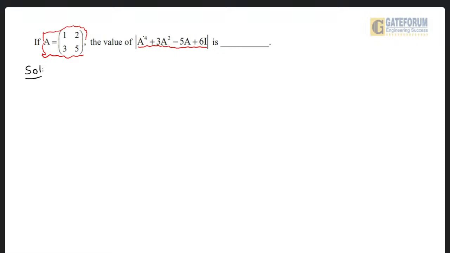For that matrix, find the determinant. That is general method, that is direct method, one by one step. Sometimes that direct method or general method will become complicated, time consuming. So I am using Cayley-Hamilton theorem. Before that, first find characteristic equation.